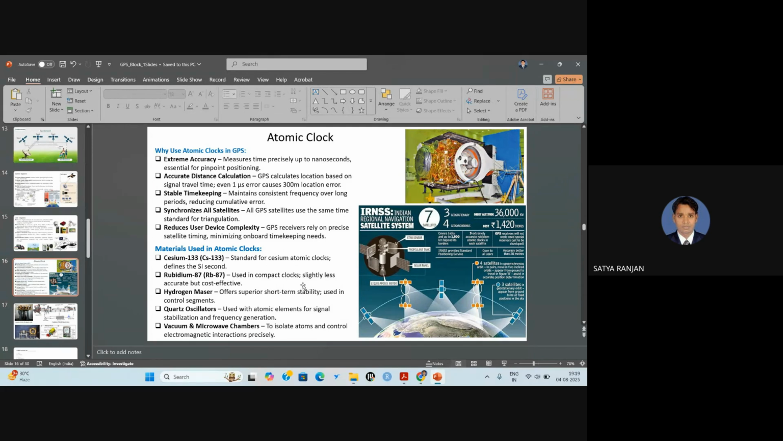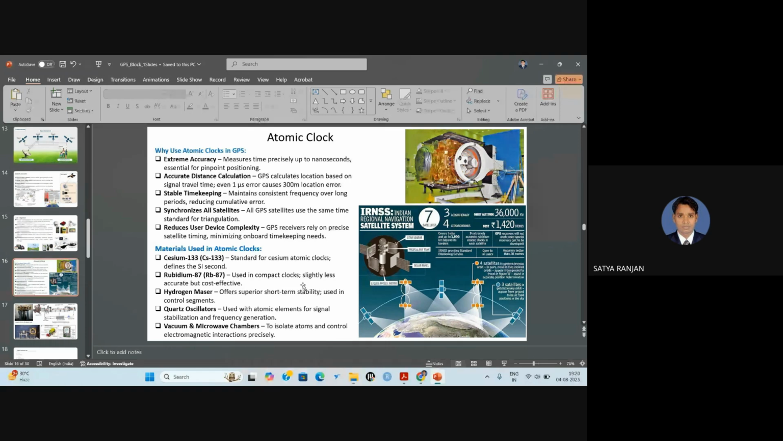Then stable timekeeping, maintaining consistent frequency over long periods and reducing cumulative errors. And then synchronizing all satellites. All GPS satellites use the same time standard for triangulation. This is one of the important factors, that all the satellites are synchronized with the help of this atomic clock.